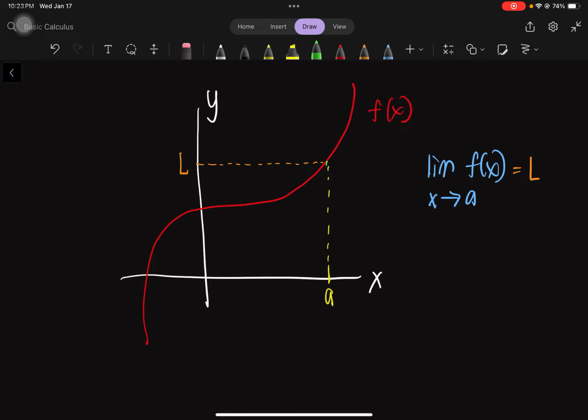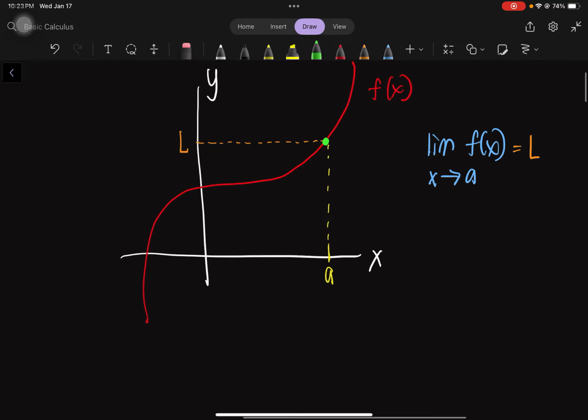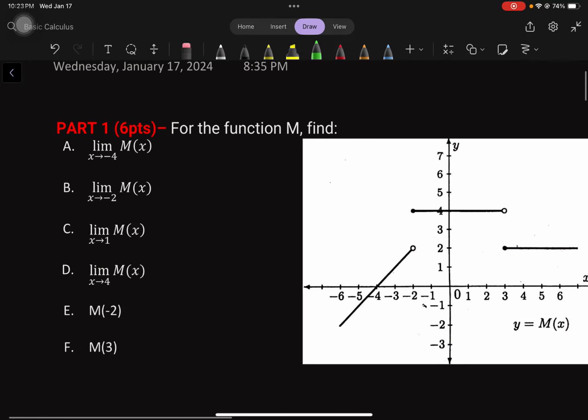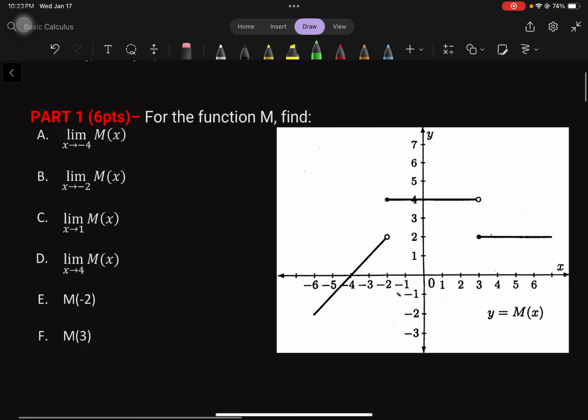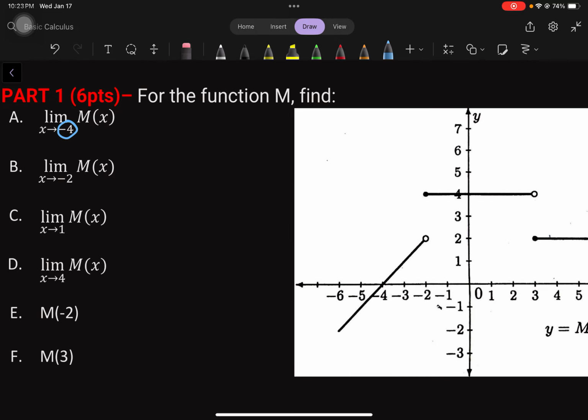Okay? And based on our discussion, we have different types or different cases. Di ba? So, let's answer our problem by applying those concepts. So, number 1, let's find the limit of m of x as x approaches negative 4. So, hanapin muna natin si negative 4. Nasaan ba si negative 4? Di ba ito yung negative 4 natin?